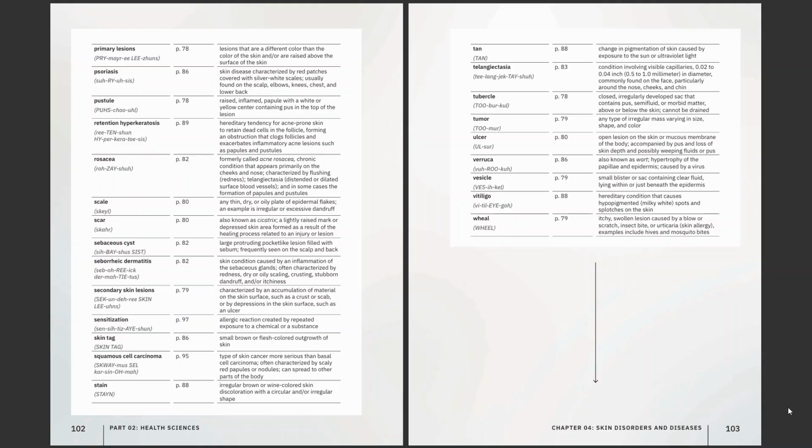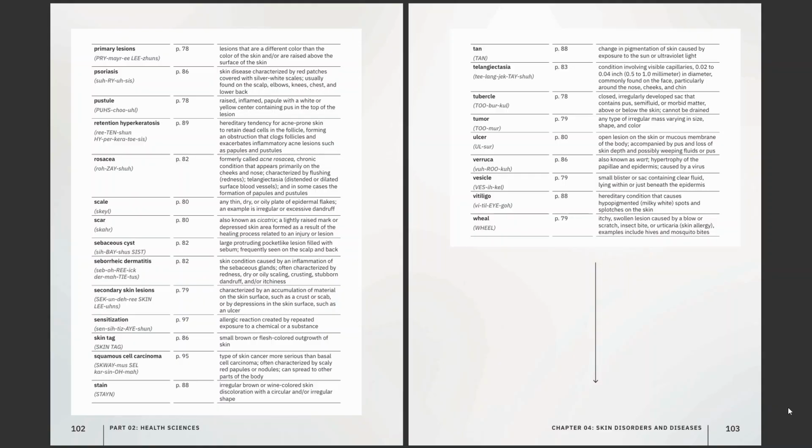An example is irregular or excessive dandruff. Scar, also known as cicatrix, a lightly raised mark or depressed skin area formed as a result of the healing process related to an injury or lesion. Sebaceous cyst, large protruding pocket-like lesion filled with sebum, frequently seen on the scalp and back.